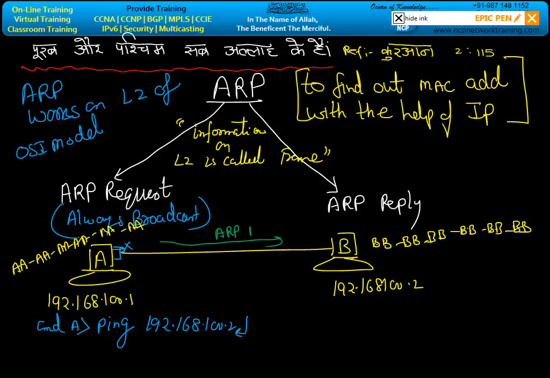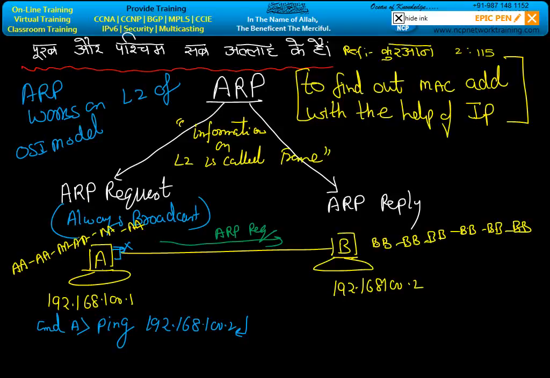the ARP request. You enter the first command, ping 192.168.100.2. You are telling this machine to contact that machine, but this machine cannot reach B because it doesn't know where B is located. This machine knows the IP address, because the administrator defined contact to 192.168.100.2, but it doesn't know where B exists in the scenario. Then that machine will send the ARP request.